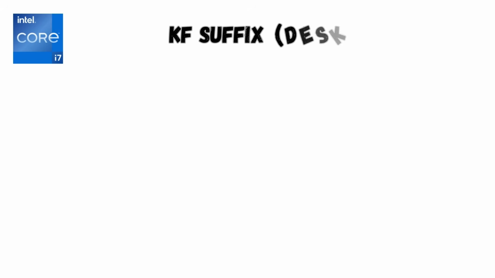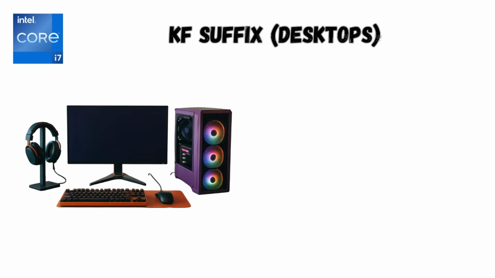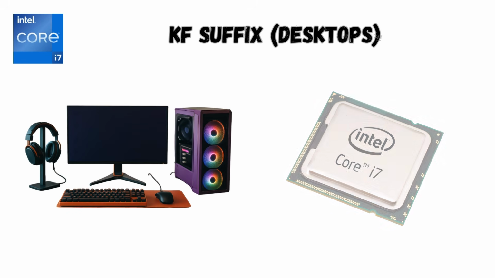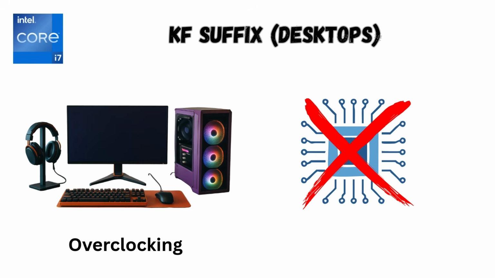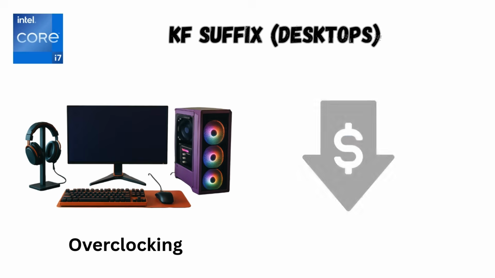KF suffix, desktops. As for desktops, there is also a variant called KF. It simply means the processor has the overclocking feature, but it does not have integrated graphics, which makes it cheaper compared to the model with just the K variant.